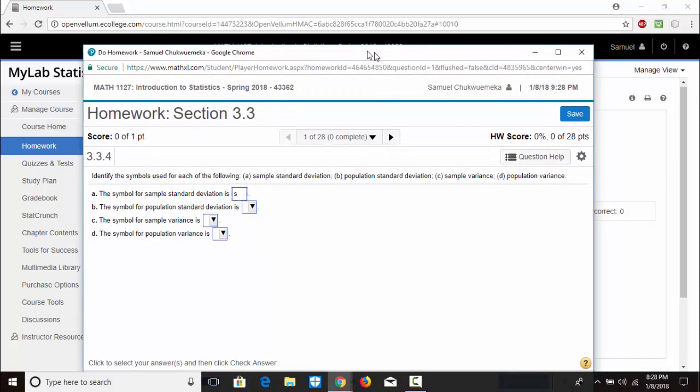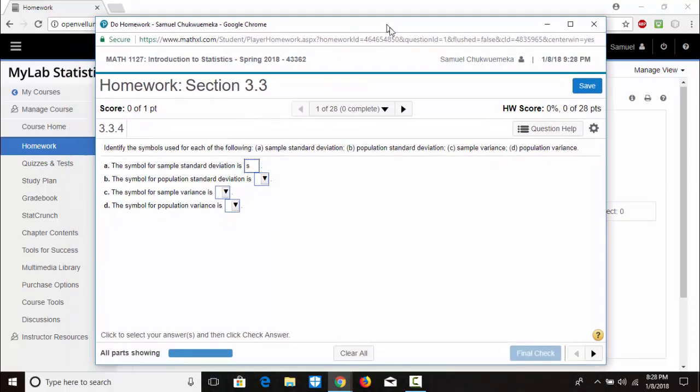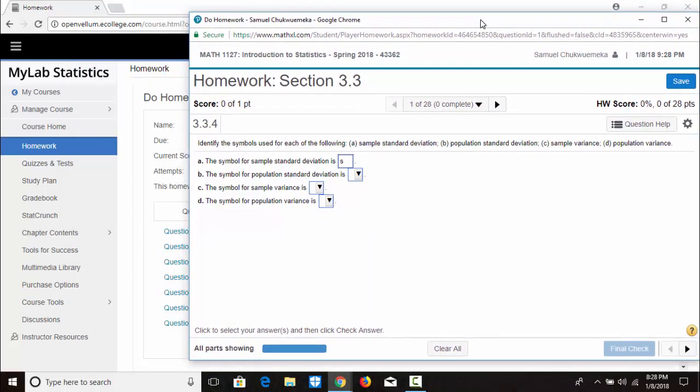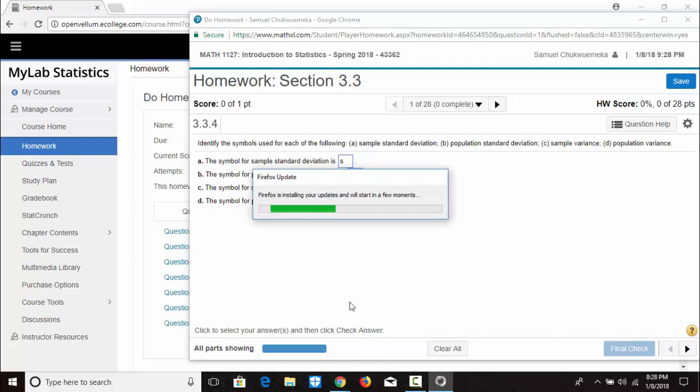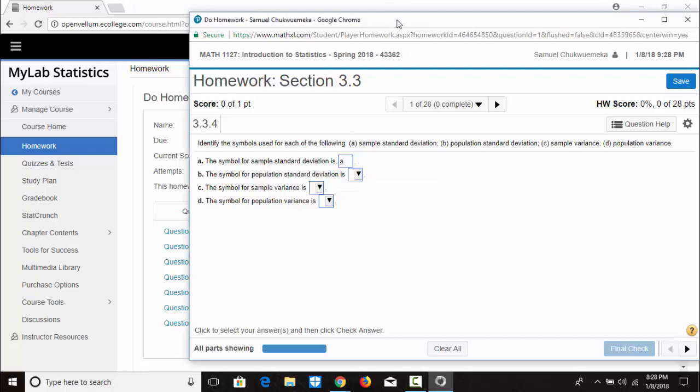And let's go ahead and pull up my calculator. Let's open up Firefox. And as it's going on, the symbol for sample standard deviation, that is your S. Population standard deviation is the sigma. Okay. Sample variance is S squared, and the population variance is sigma squared.